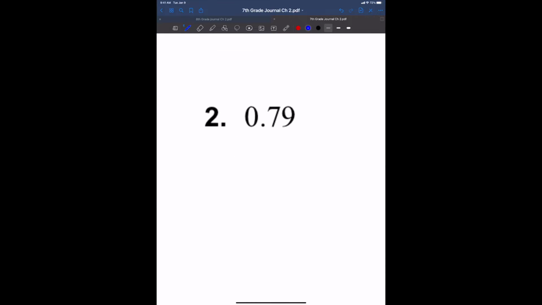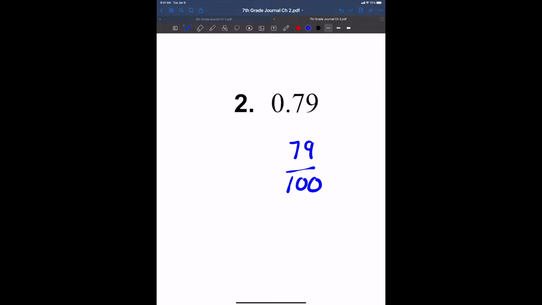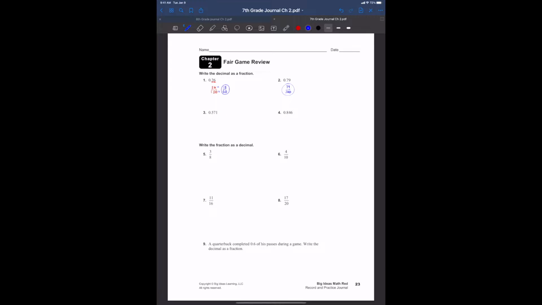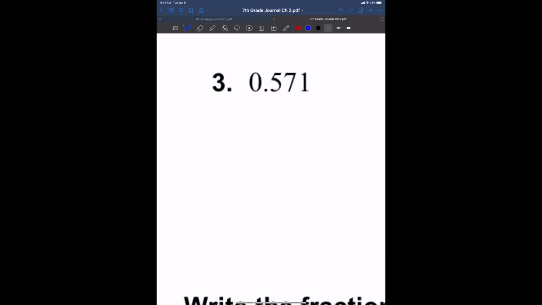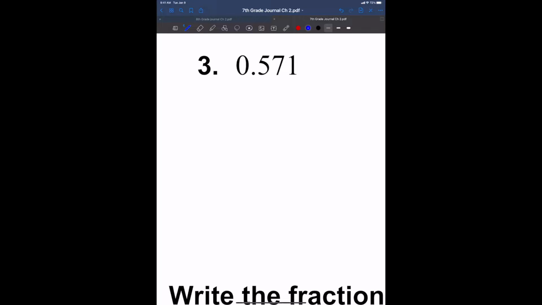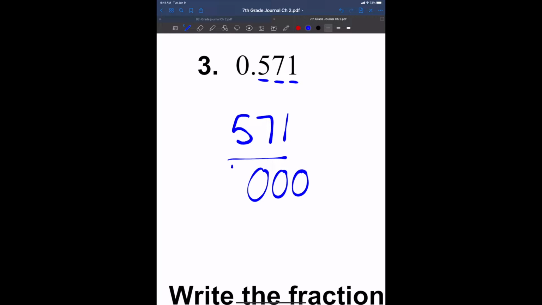All right, number 2. What would this one be as a fraction, everybody? 79 over 100. Okay. Can that one reduce? No. Nothing times anything is 79, right? Because it's odd. Very good. How about this guy? What would this be as a fraction? 471 over 1000. Good. Yuma says there's 1, 2, 3 digits back there, which means there'll be 1, 2, 3 zeros. Now, can this one reduce?